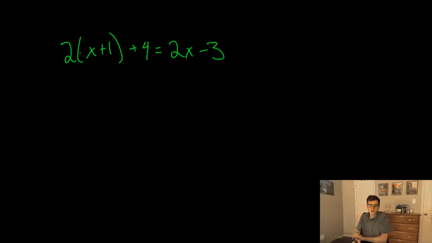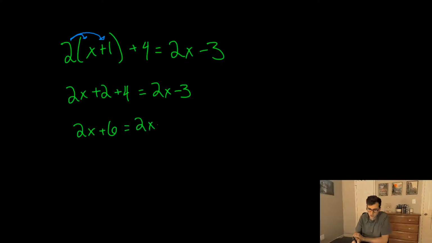Okay, so again, just like last time, we distribute. We're simplifying this side. So 2x plus 2 plus 4 equals 2x minus 3. Over here, we simplify to 2x plus 6 equals 2x minus 3. Okay, we keep going. I want my x's on the same side, so I subtract 2x. Oh, hold on a sec. Just like last time, 2x cancels out over here, but 2x minus 2x is also 0 over there. So I get 6 equals negative 3.